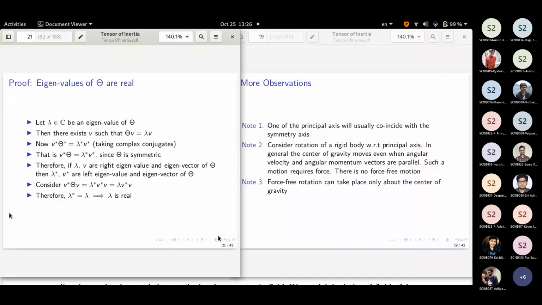Any questions here? So a symmetric matrix, irrespective of whatever symmetric matrix it is, of course we are talking about a real symmetric matrix, has real eigenvalues. It can never have a complex eigenvalue.